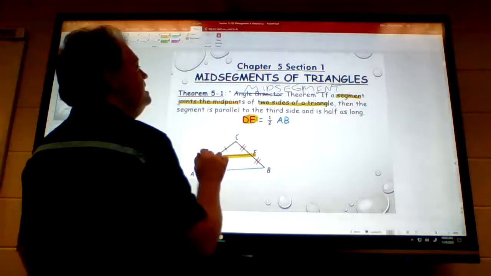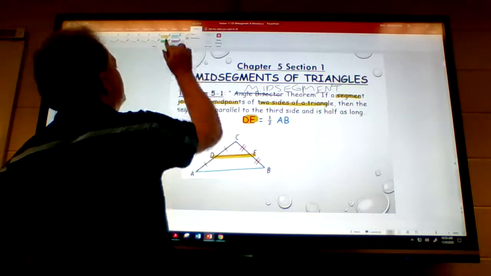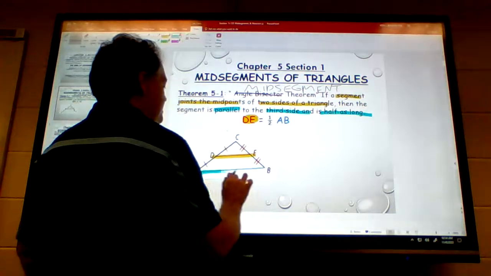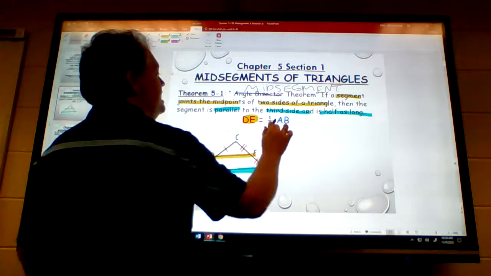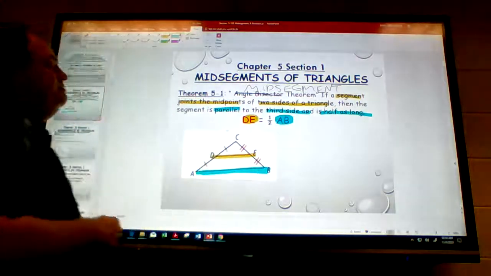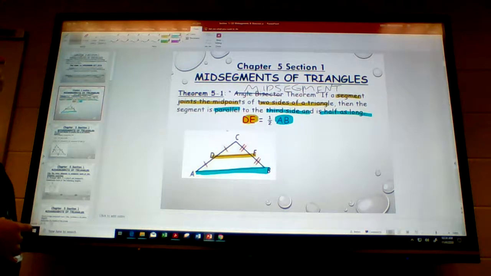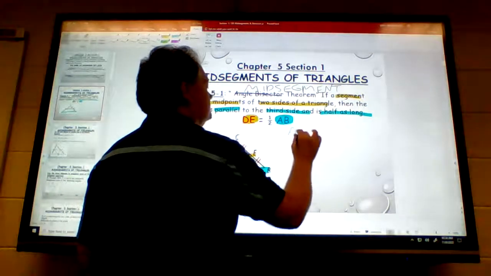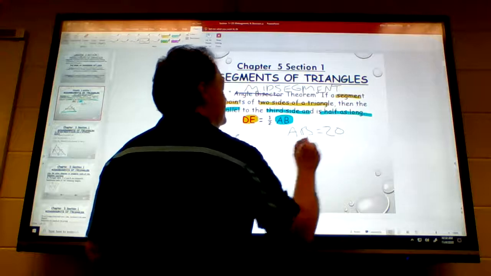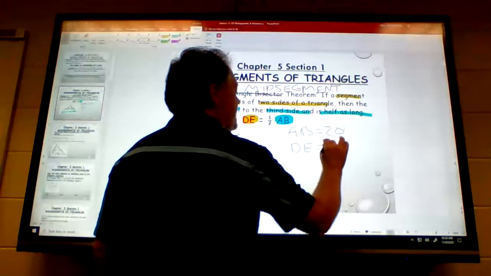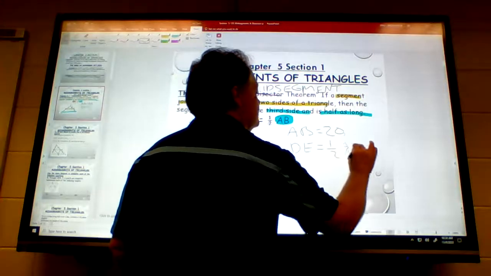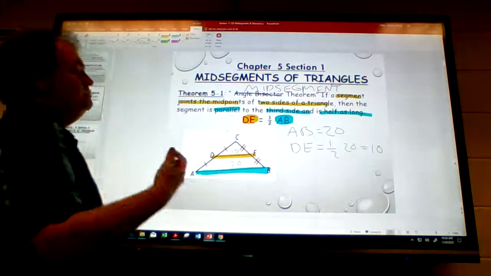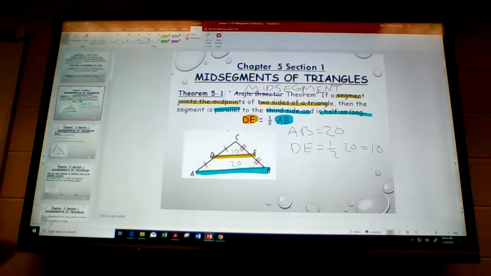Now, DE is parallel to the third side and half as long. So AB right there is the base, and DE, the midsegment, is half the size of AB. So let's say that AB equals 20, then DE is half of 20, which, as you know, is 10. So if that's 10, that down there is going to be 20. So that's the midsegment there.